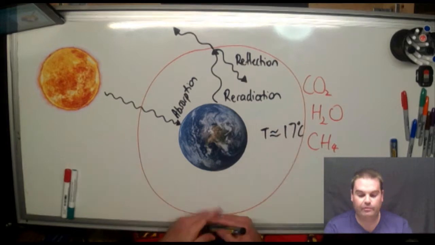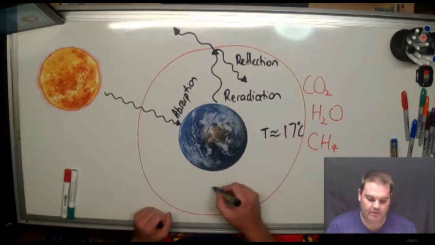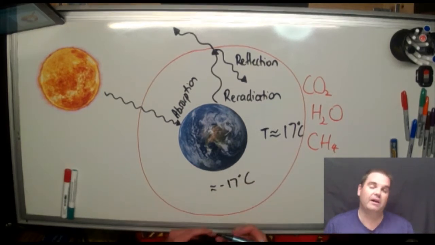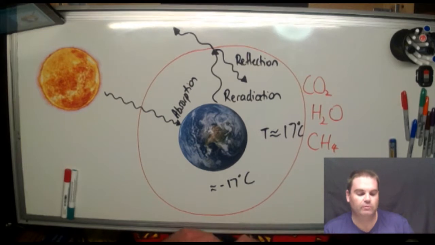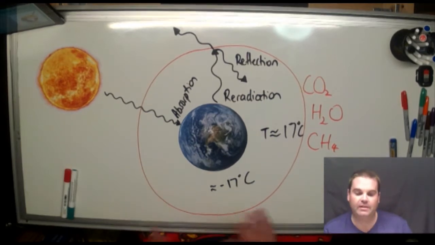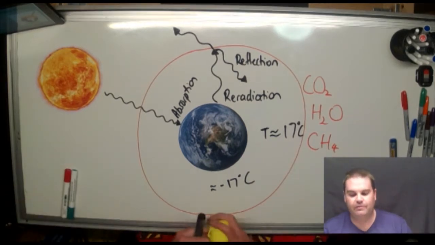If we didn't have the greenhouse effect here, we would probably drop by a significant amount, and the average mean temperature would be about minus 17 degrees Celsius, which would be far too cold to sustain any sort of life like we have it. And so it's very important that we have the greenhouse effect. So it's a natural thing, it's a good thing, we want to have the greenhouse effect.